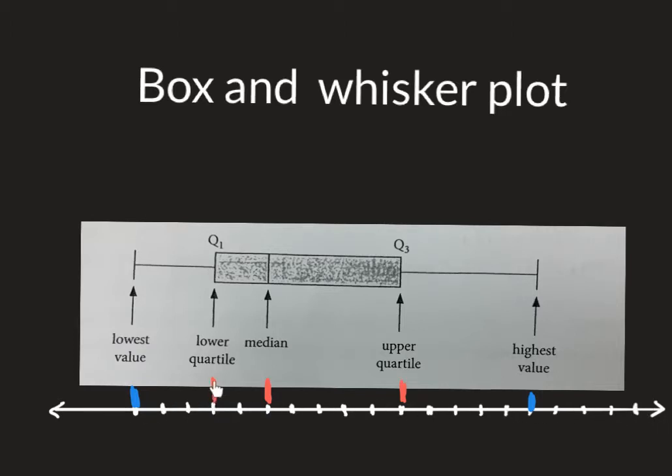If this is the lower quartile, draw a line parallel to the lower quartile, and if this is the upper quartile, draw the second line. Then draw the box.